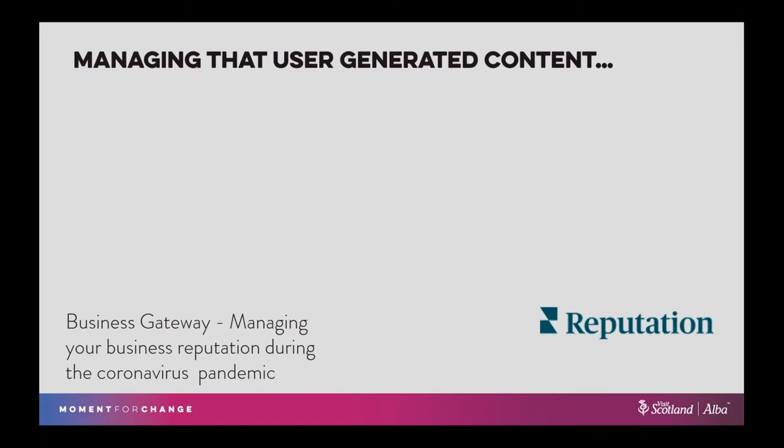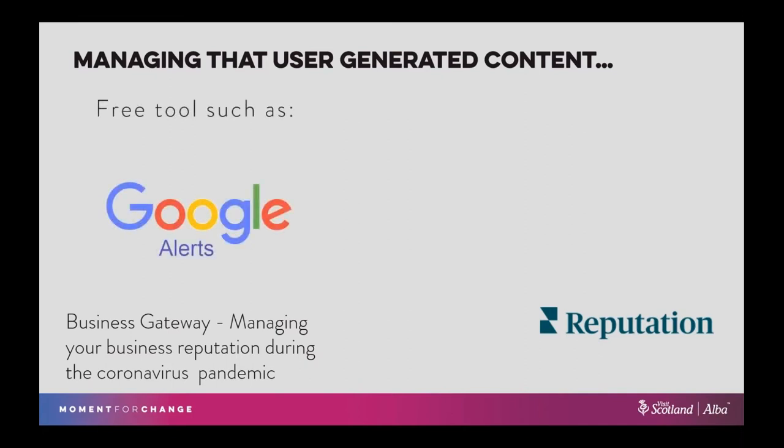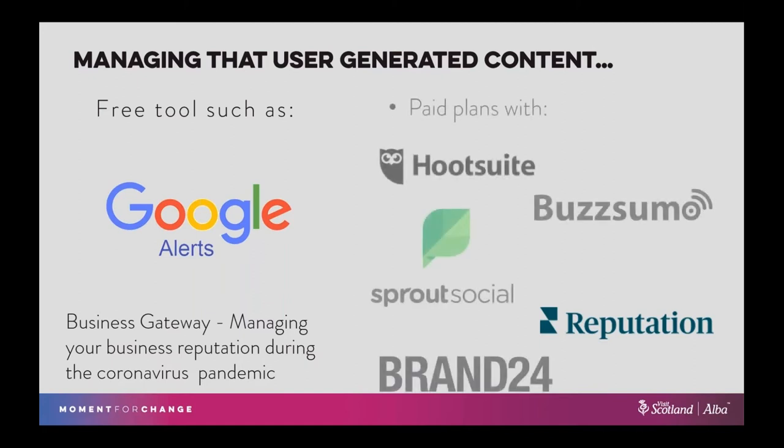And I'm going to go through some tools just now that maybe give you a bit of inspiration on how to do that. Business Gateway, again, have a very useful document on managing your business reputation during the coronavirus pandemic. Google Alerts is a free tool that helps you monitor the web for mentions of your brand name. You can use it to check for mentions where there are no links to your website and see if you can get this changed. Secondly, Hootsuite is primarily aimed at managing your social media comments and any responses, especially reviews on Facebook.